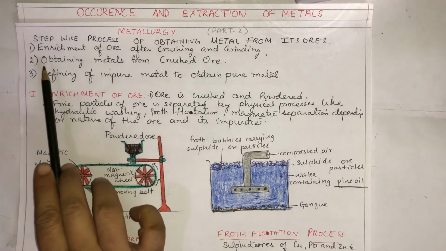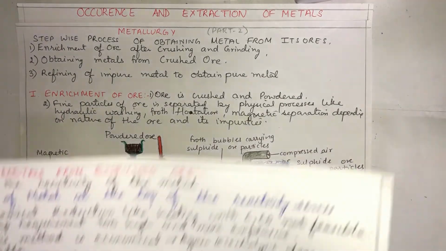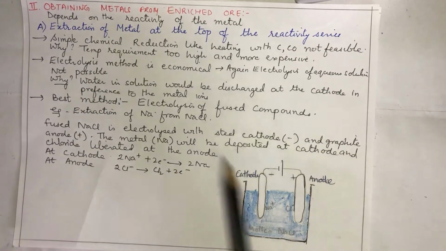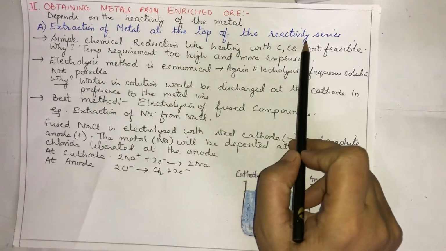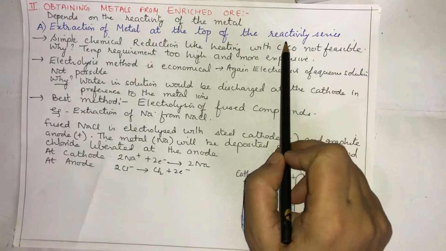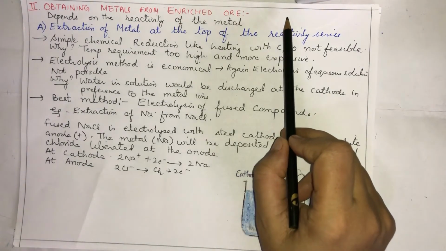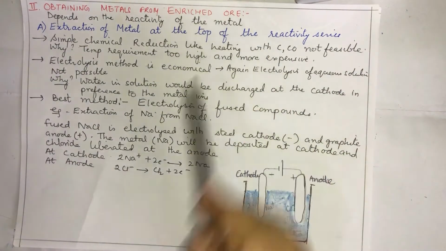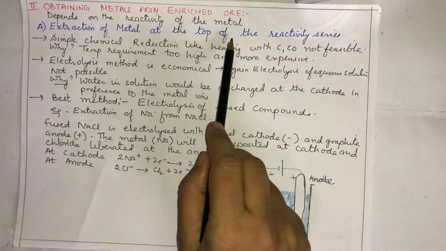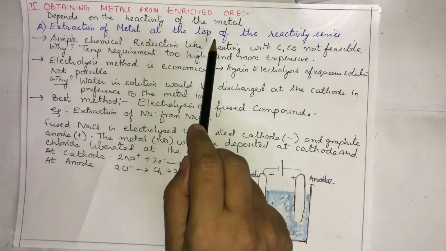Now, second step, obtaining metals from crushed ore. There are three methods of doing that. First one is extraction of metals at the top of the reactivity series. Now, reactivity series, a separate video I have done through which you can understand the position of different metals in the reactivity series. Here we are discussing the metals at the top of the reactivity series. That means these metals are very, very reactive.